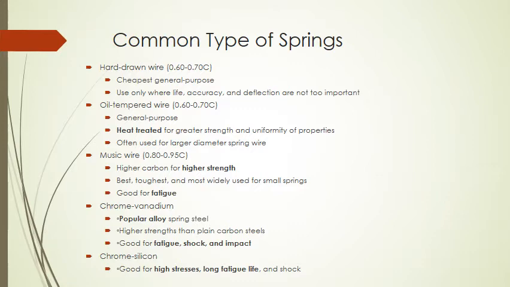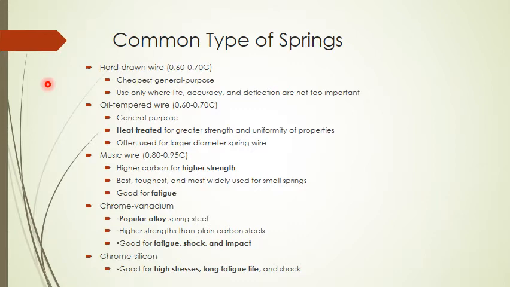We have achieved many good results for different types of springs. In this slide you can see the first type, hard drawn wire. This is the cheapest general purpose spring. In the drawing process you make the wire, but it has a shorter life, less accuracy, and not much deflection. It is a very general purpose spring that is used in general applications.